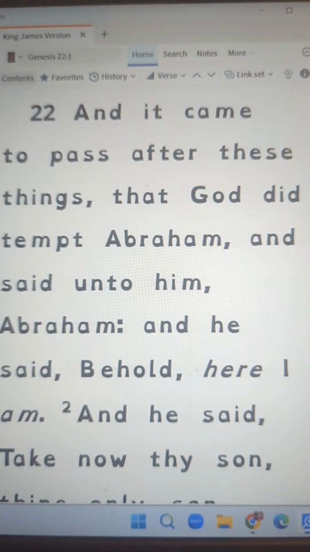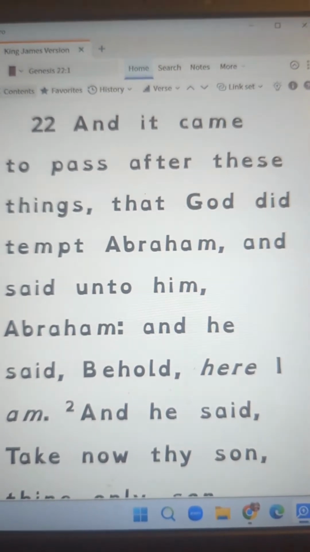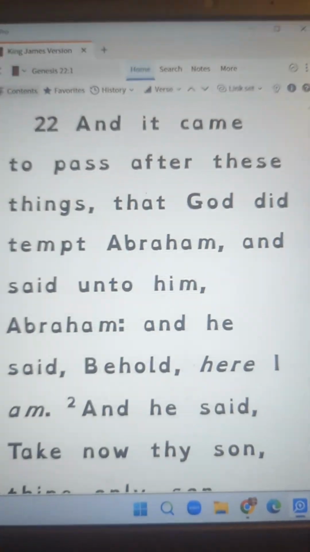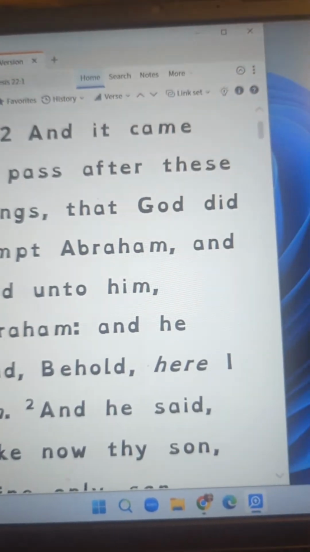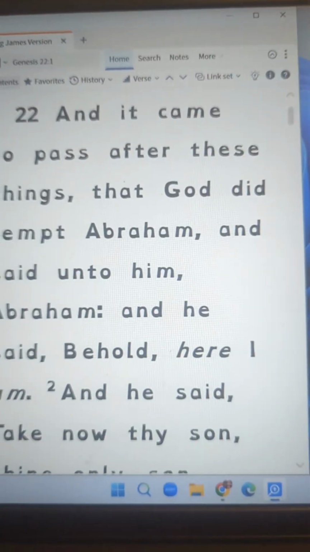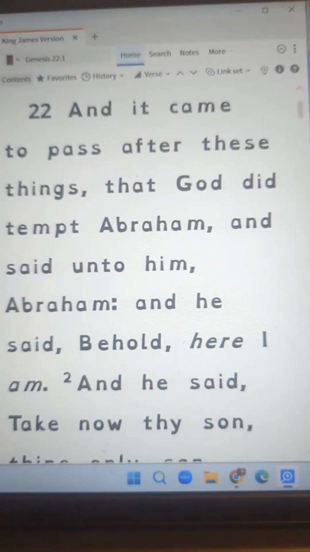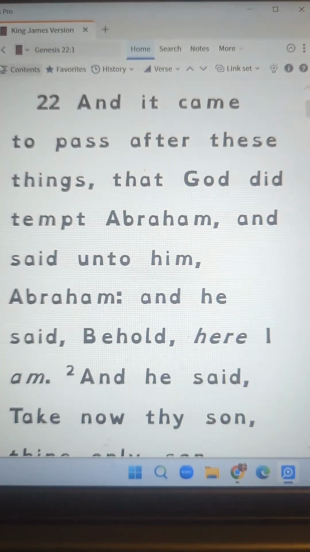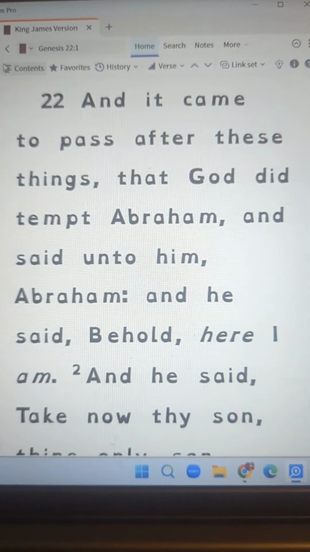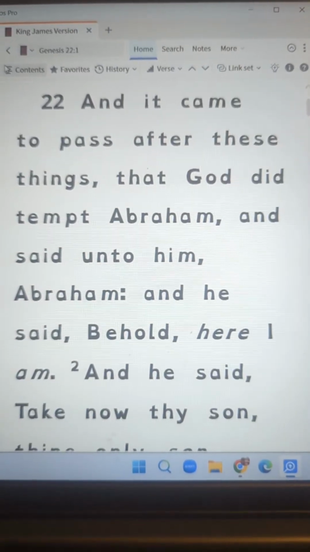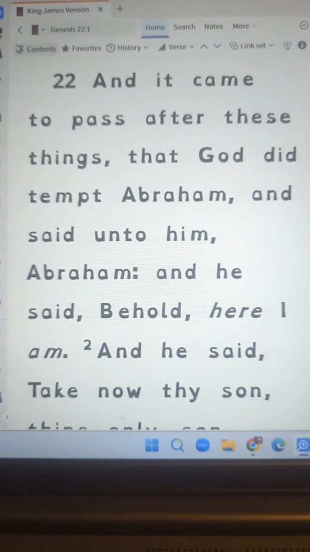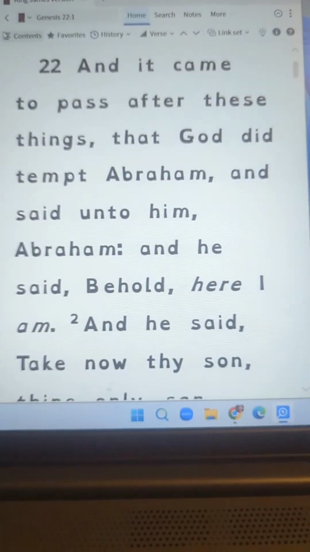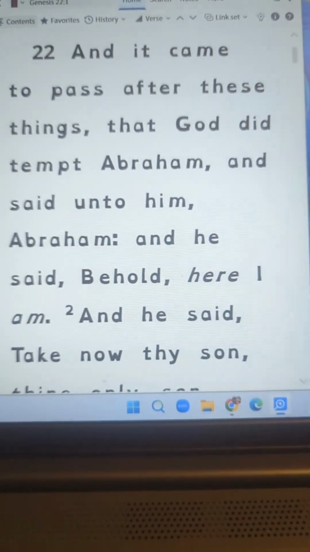Okay, and it came to pass after these things that God did tempt Abraham and said unto him, Abraham, and he said, Behold, here I am. Hineni, behold, here I am. And he said, Take now thy son.